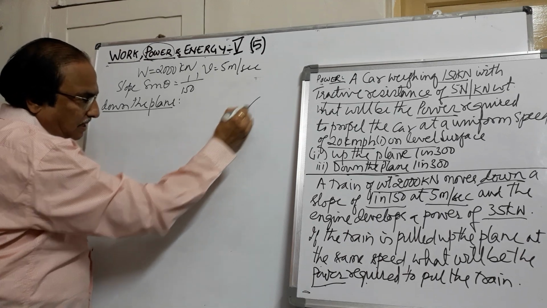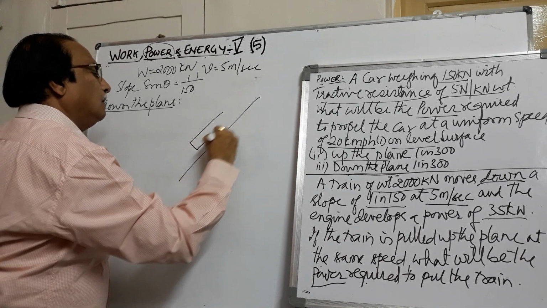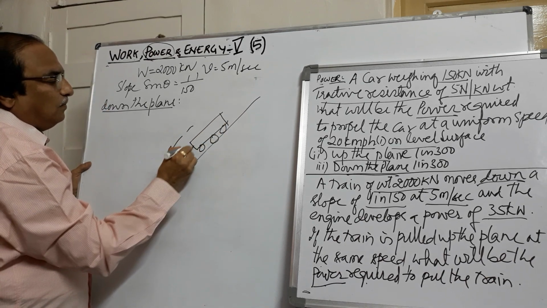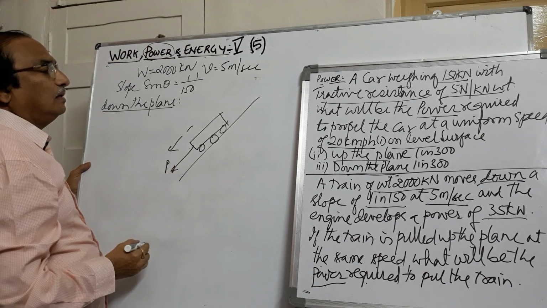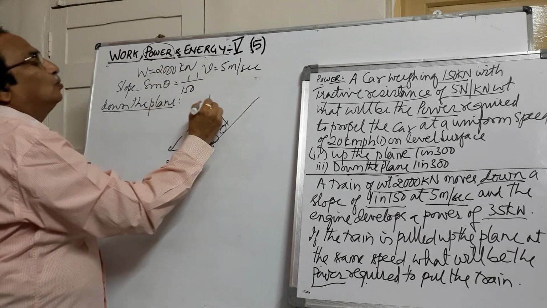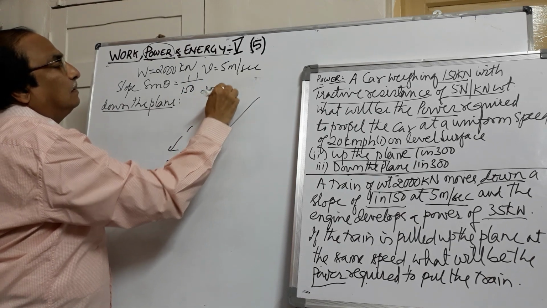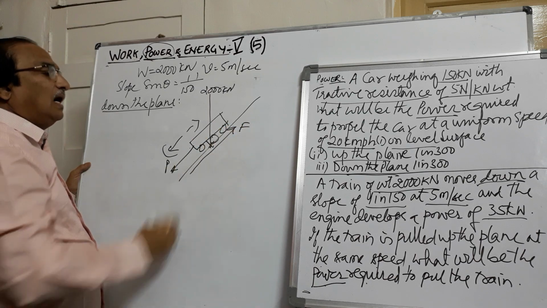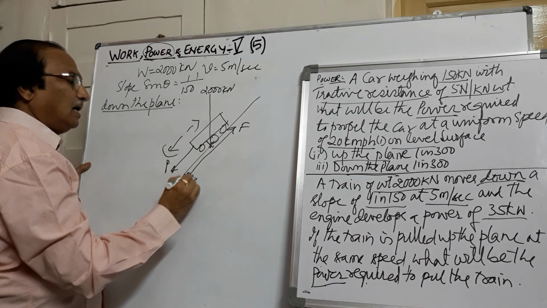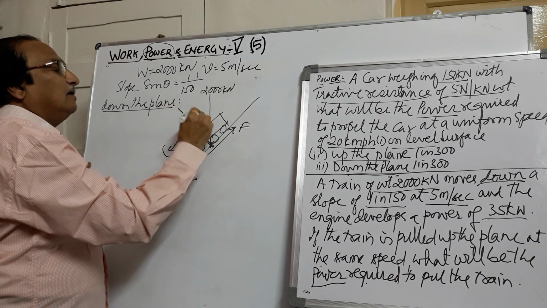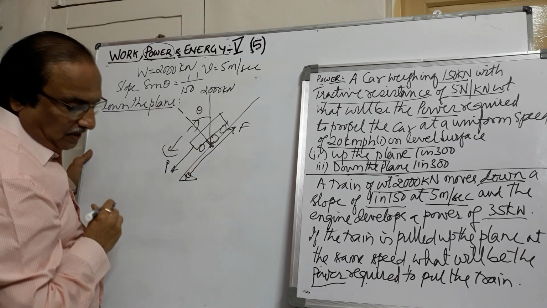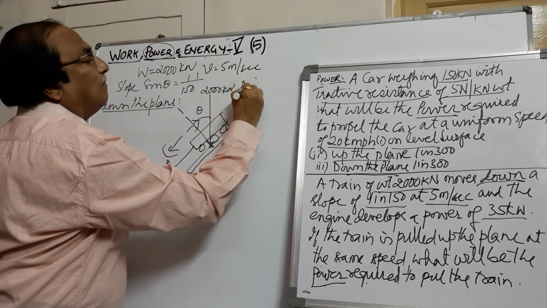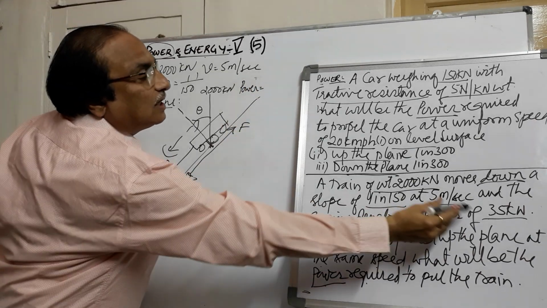Suppose I show the diagram here. If this is a train, this is moving down with a force of P. This has got a weight of 2000 kilonewton. Since it is moving down, the force of friction will be up the plane. And if it is making an angle theta, then if I drop a perpendicular, this angle will also be theta. So let us find out the net force. Power is given to you in the problem. Power is equal to 35 kilowatts.